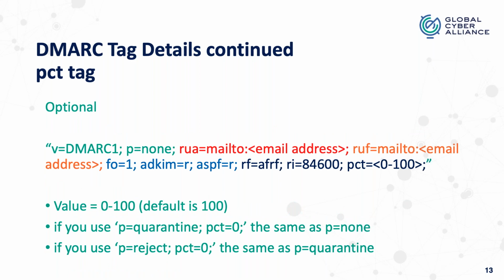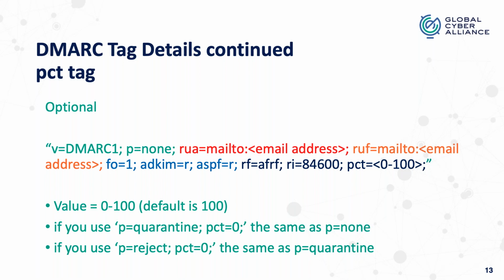Then there's a percentage tag, the PCT tag, which is also optional. The purpose of the percentage tag is to define what percentage of messages for your domain are impacted by this DMARC policy. So your options are anywhere from 0 to 100. The default is 100 if you don't define it. Or you can put in PCT equals 100 if you want to explicitly define it.